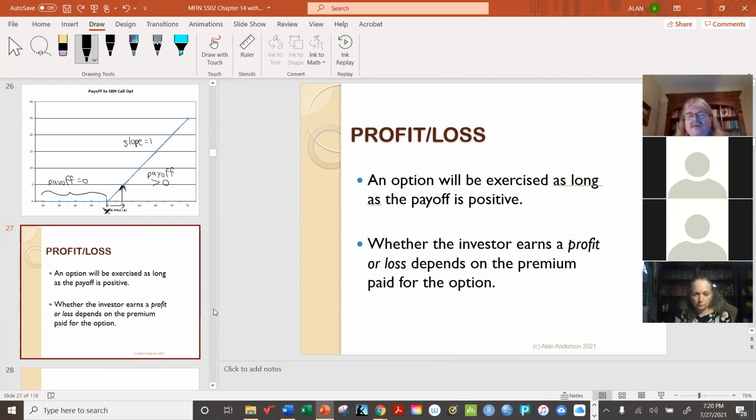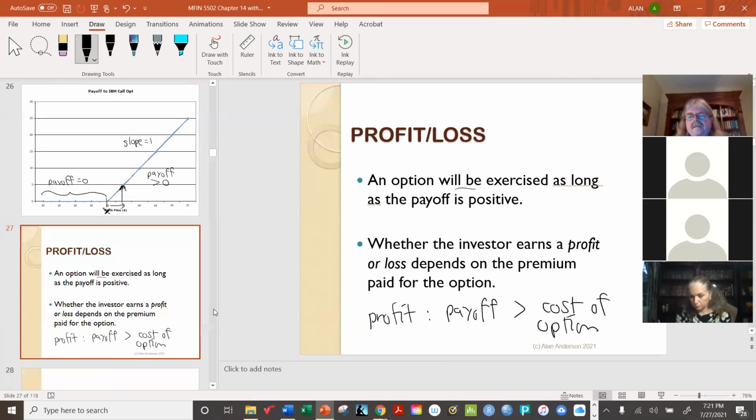We know that the option will be exercised as long as the payoff is positive, but that doesn't guarantee we'll have a profit. To have a profit, that means that the payoff must exceed the cost of the option. So if you have a $3 payoff, but you paid $4 for the option, it means you're still behind by $1.